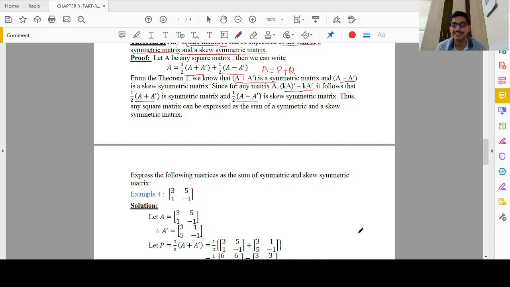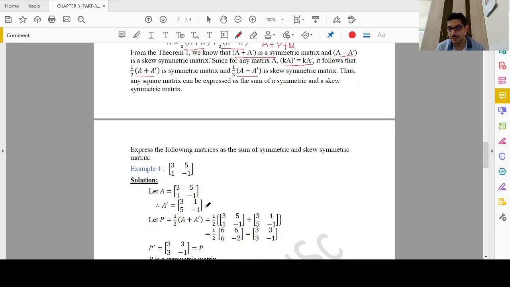Now we'll consider two examples, that is, how to express a given square matrix as the sum of a symmetric and skew symmetric matrix. So here a matrix is given, 3, 5, 1, minus 1. So let A equal 3, 5, 1, minus 1. So you will find the transpose of A, that is, interchanging rows and columns of A. So A dash will become 3, 1, 5, minus 1. Now we have to write A as P plus Q, where P is symmetric and Q is skew symmetric. So P is given by half of (A plus A dash).